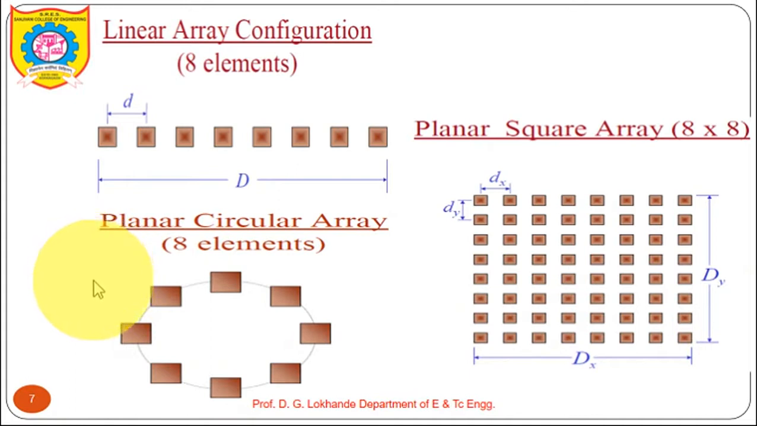These are linear array configurations of 8 elements. So these are the 8 elements, and the separation between them is the small d. These are planar square arrays, 8 by 8, or circular in nature. So these are the different arrangements of arrays we are observing.